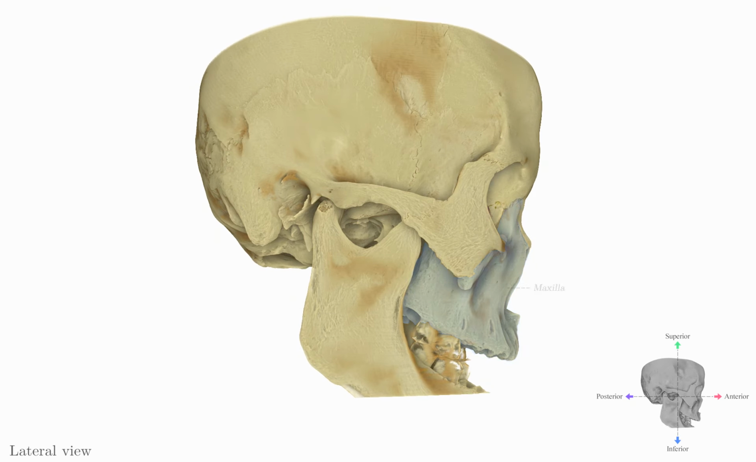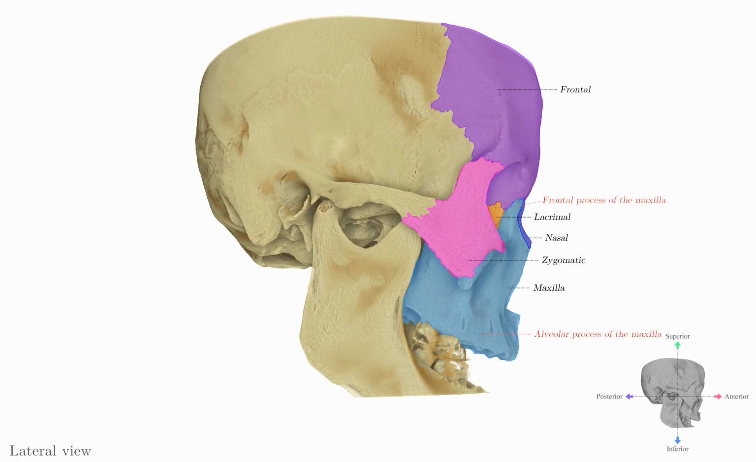When observing the maxilla from the lateral view, you can again see its articulations with the nasal, lacrimal, frontal, and zygomatic bones. You can also see the alveolar process and frontal process of the maxilla. Some other features are the anterior lacrimal crest of the maxilla and the anterior nasal spine, which is used as a cephalometric landmark by clinicians when interpreting radiographs.